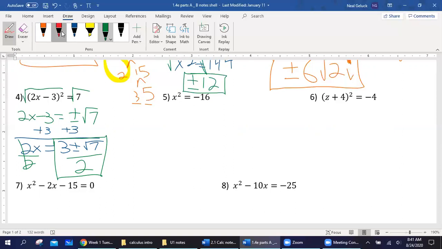Number 5, it's just an x squared one again. So if I square root both sides, remember I'm going to get a plus or minus. The negative inside means I know I'm bringing out an i. Square root of 16 is 4, so plus or minus 4i.